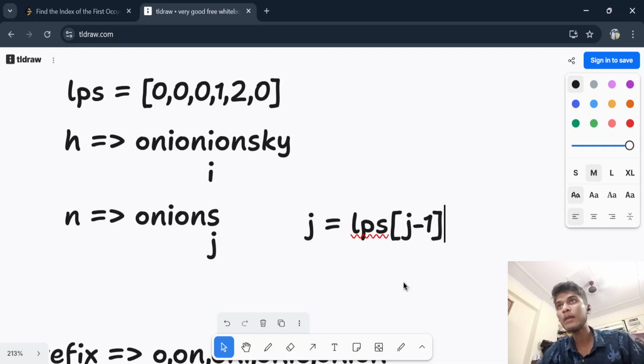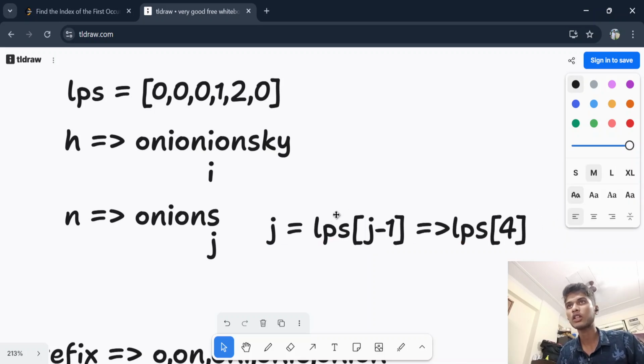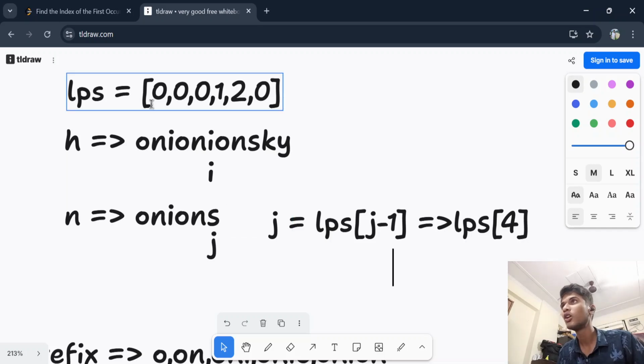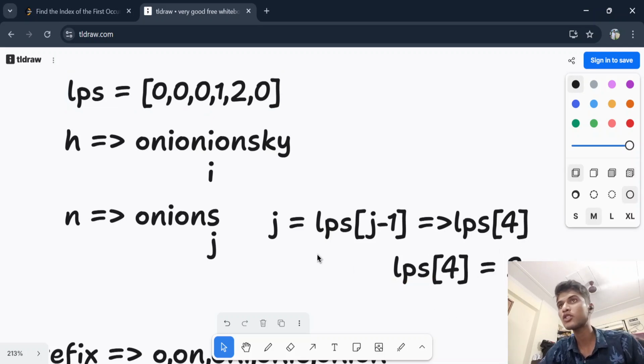Yes. So j is at the fifth index right now. So LPS of 4. LPS of 4 is what? LPS of 4 is 0, 1, 2, 3, 4. LPS of 4 is 2. LPS of 4 is equal to 2. This was LPS of 4. So j will go to 2, second index.